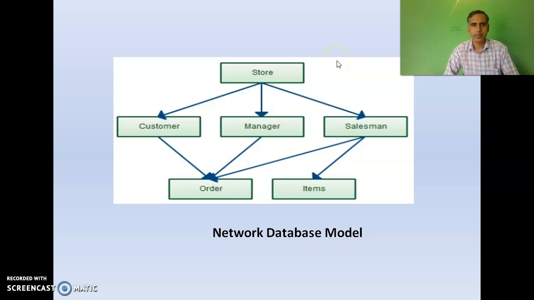Now see the figure. Store is the root. Store has three children: customer, manager, salesman. Customer has single child, order. Manager has its own single child, order. As we see in the figure, parent has multiple children and the child order has multiple parents: customer, manager, salesman.